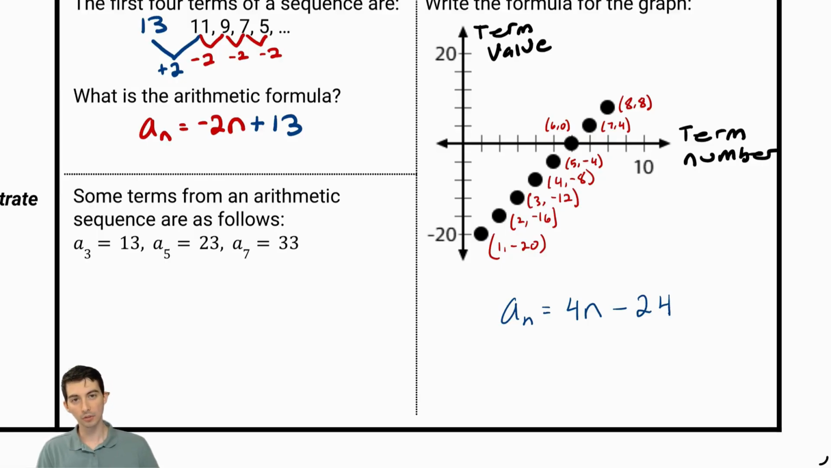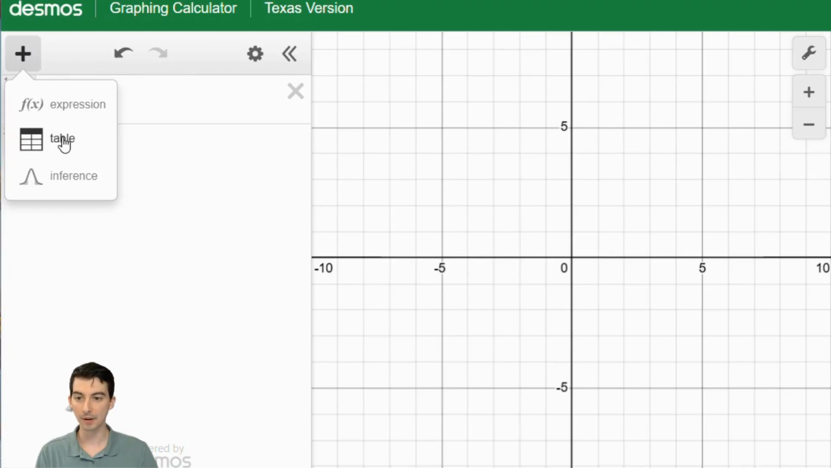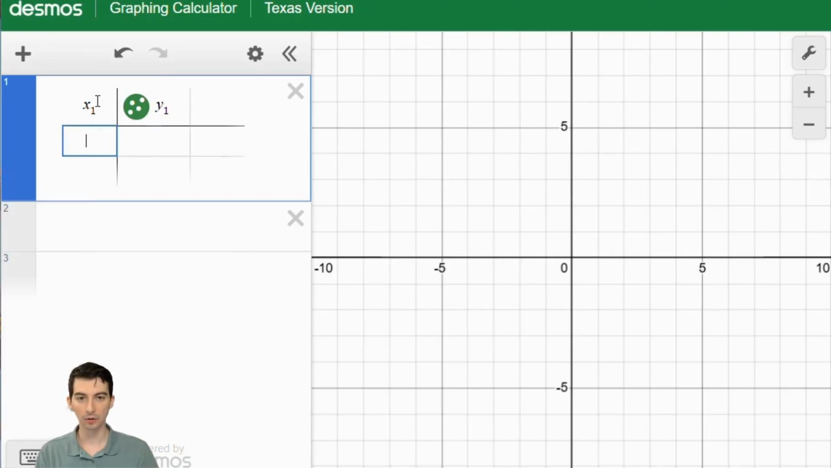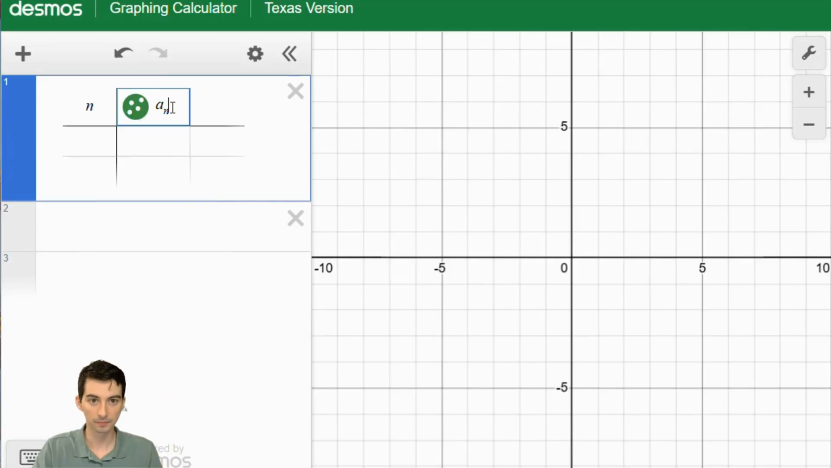And so that's my equation, but I also want to show you that when we have these patterns, Desmos can actually help us find that pattern and find the equation for us. So to set this up, I'm going to click on this plus sign here where I can add an item, and I'm going to add a table. And so I've got my x, which I can call my n, and then the y is going to be my a_n. To get the little subscript, you can do shift and then the underscore key right here, which is the same as the minus.